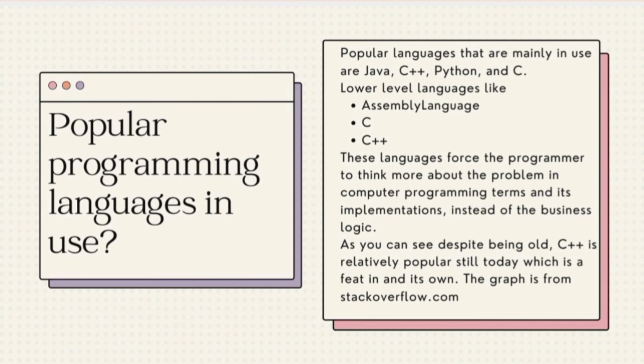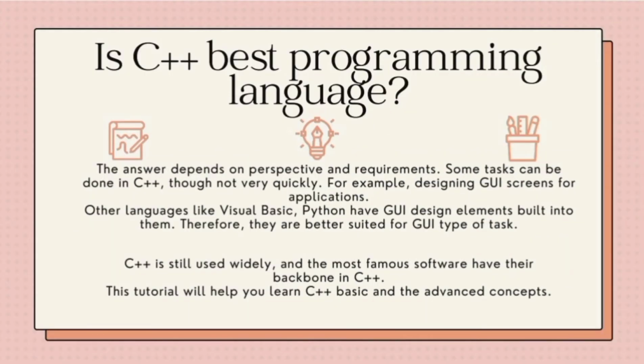Lower-level languages like assembly language, C, C++. These languages force the programmer to think more about the problem in computer programming terms and its implementations, instead of the business logic. As you can see, despite being old, C++ is relatively popular still today, which is a feat in and of itself. The graph is from StackOverflow.com.